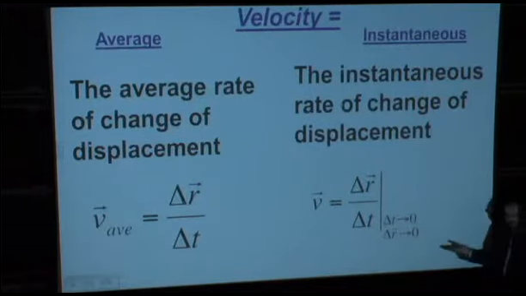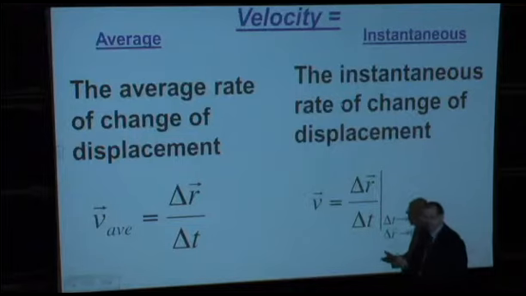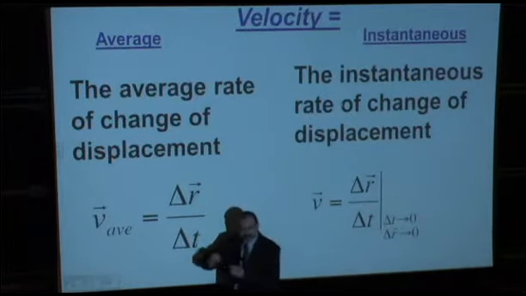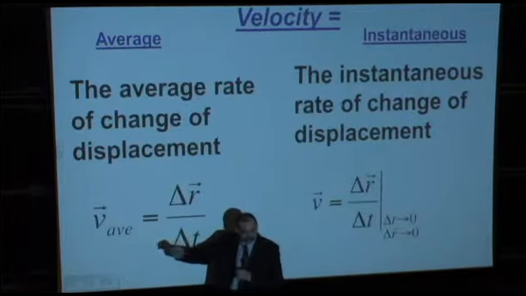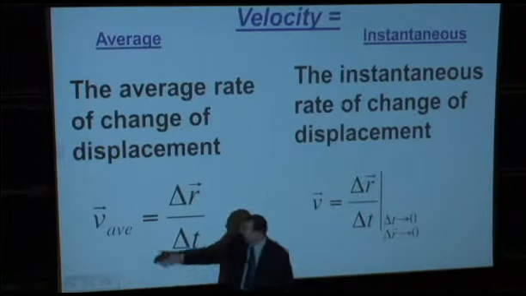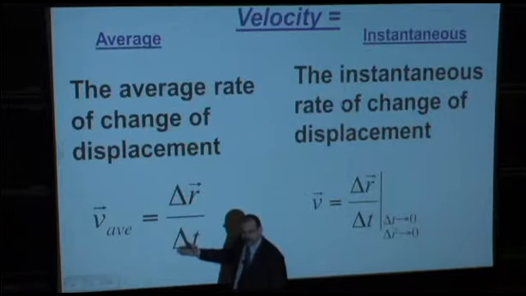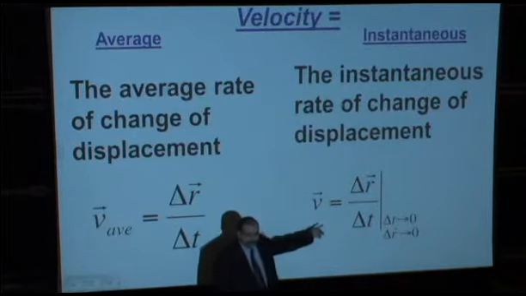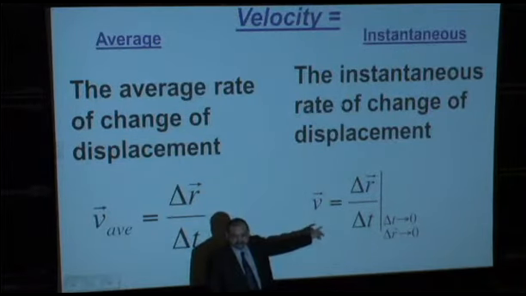That one on the left, that's what we call the average velocity. This symbol represents the displacement. If displacement takes a certain amount of time, that displacement divided by that amount of time, that's what we call average velocity, a definition.